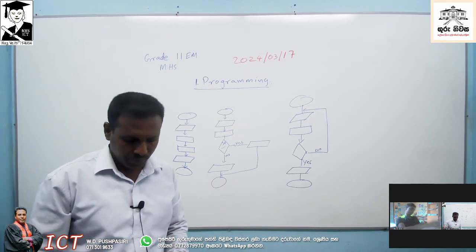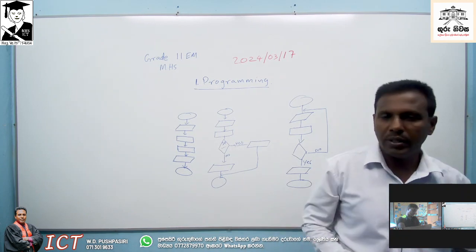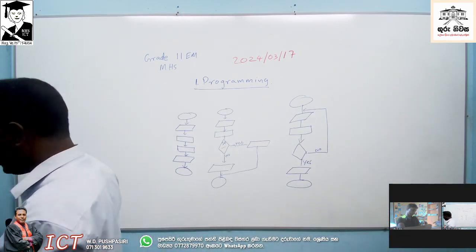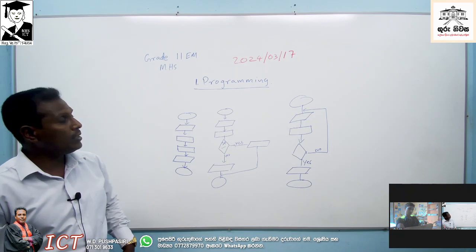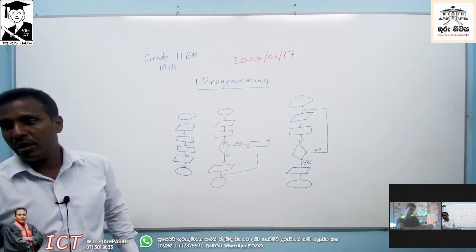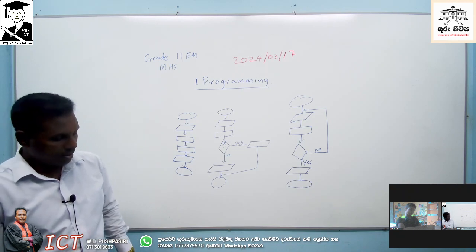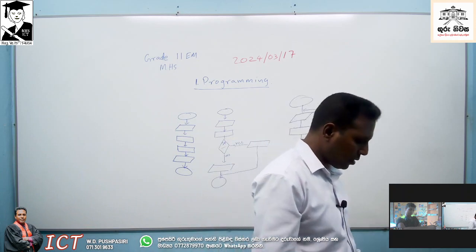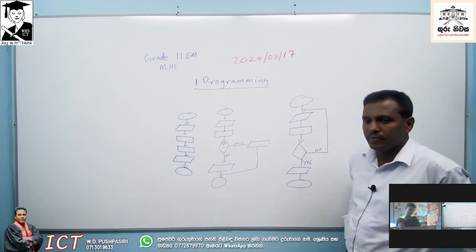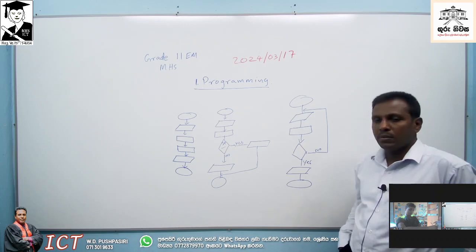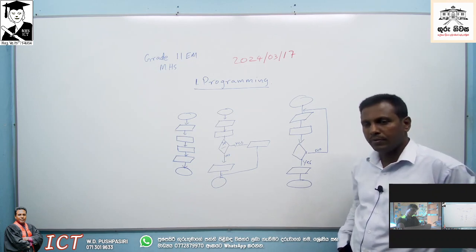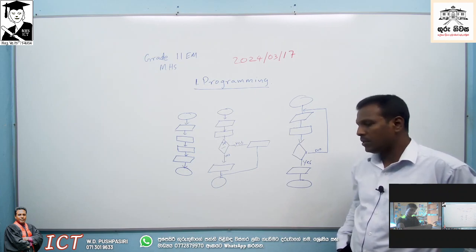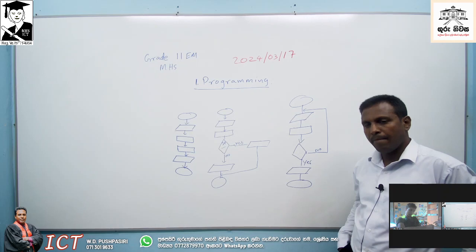A flowchart is a way of solving an algorithm with the help of symbols.